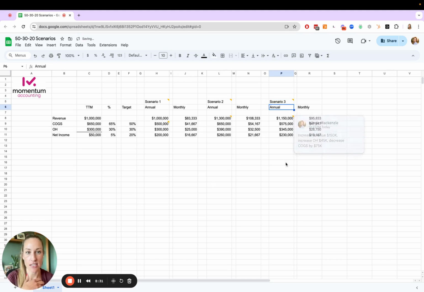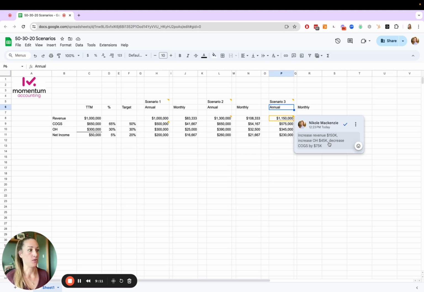And in this case, and this one might be a little bit more realistic, right? So in this case, we think we can increase our revenue by 150,000. Let's say we decide to increase our overhead $45,000. If we increase our overhead $45,000, we think we can generate $150,000 in new revenue. And that $45,000 could go to marketing. It could go toward a new salesperson. It could go toward an admin staff to allow the business owner to spend more time doing business development.